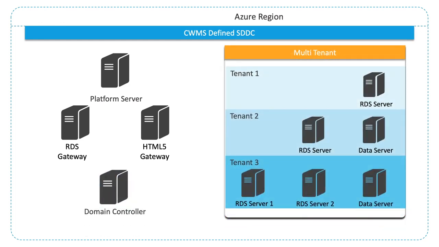With this advanced option, service providers can share the platform server, RDS gateway, HTML5 gateway, and domain controllers across multiple customers. Each tenant runs on dedicated VMs, and CWMS automatically manages security permissions and tenant isolation so that these users can work in the same platform without risk of cross-contamination or resource competition. This is an excellent option for lower-cost deployments where Active Directory Federation and/or Azure AD is not required, as each tenant has a dedicated OU inside a shared Active Directory, which limits external integration options.